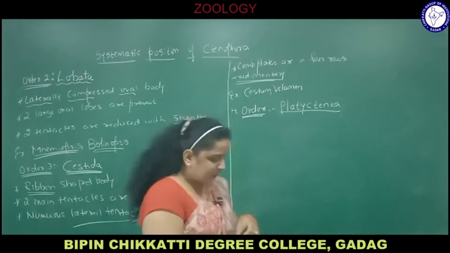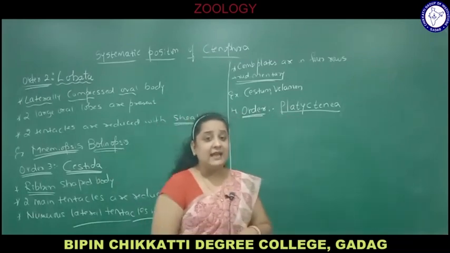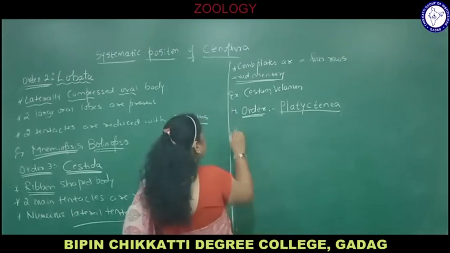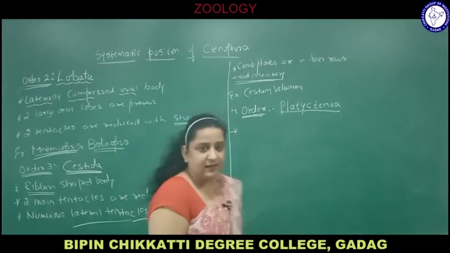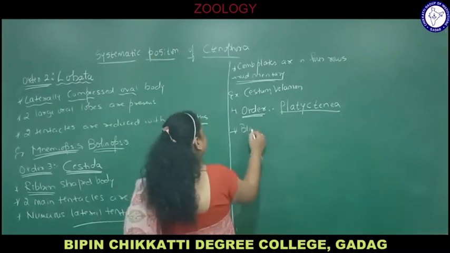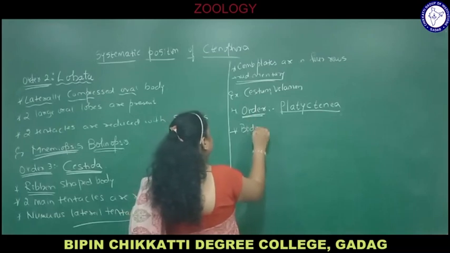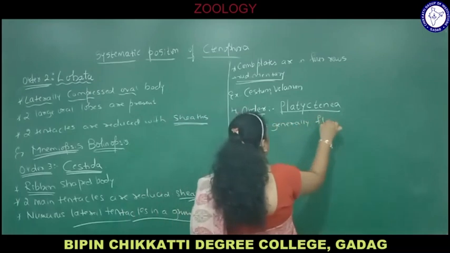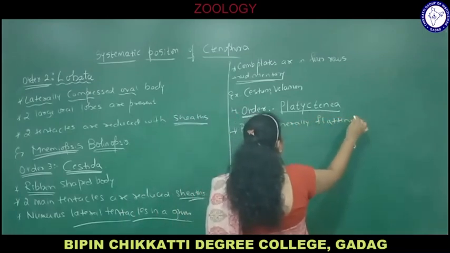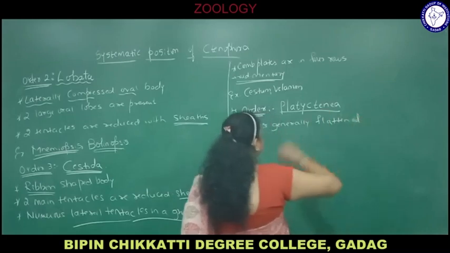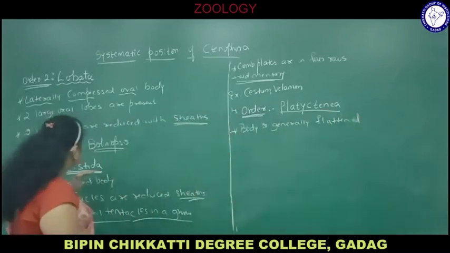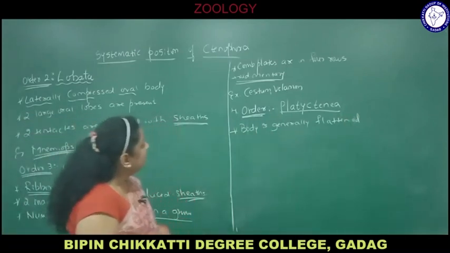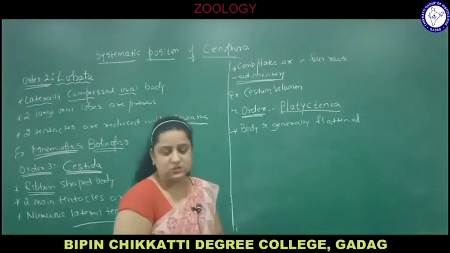By looking at the name Platyctenia, what comes to your mind? Platyhelminthes, right? This is not Platyhelminthes, but the name itself indicates platy. Platy means flat. So here the animal body is generally flattened. As in Platyhelminthes we say that dorso-ventrally flattened, right? So here it is generally flattened. You can compare the characteristics of different orders. Some have ribbon shape, some have oval shape, some have spherical shape, and next is flattened shape of the body.